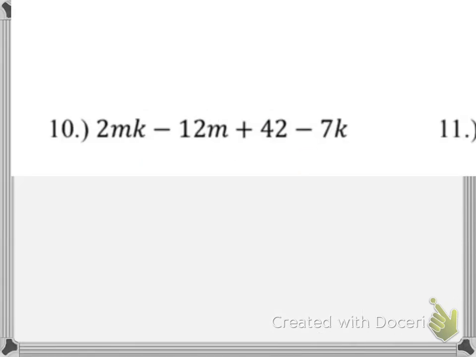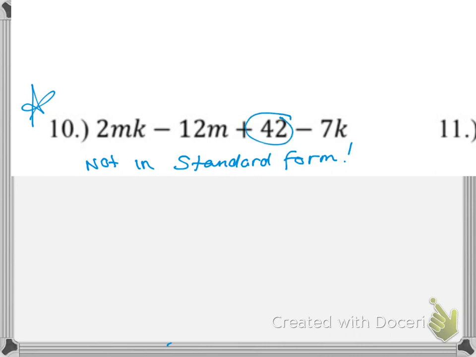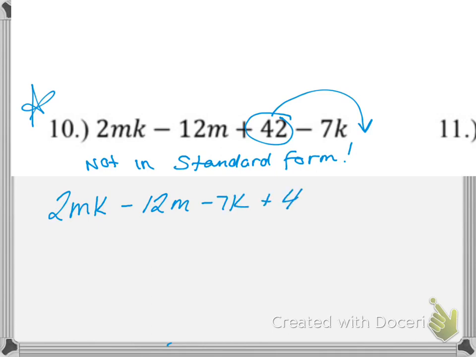And then number 10. I actually really like number 10. I would star this. And the reason is it's not in standard form. And I'm writing this out for anyone that's not listening. It's not in standard form. Maybe you're just looking at the video. And I know it's not in standard form because look how 42, that should be at the end, right? Because it has a degree of 0. So I'm actually going to rewrite this. So I've got 2mk minus 12m. So now I'm going to flip it with the negative 7k and then the 42 at the end.